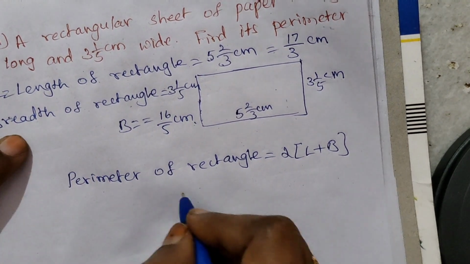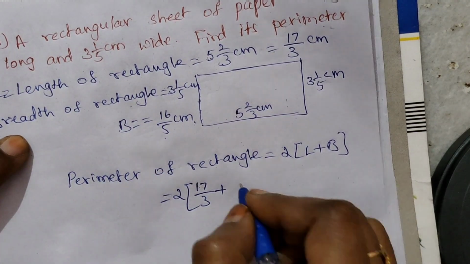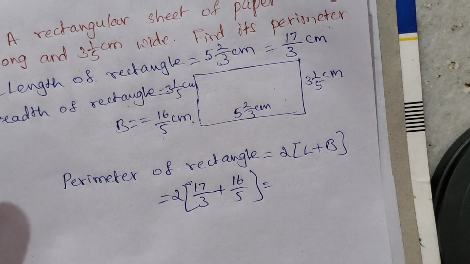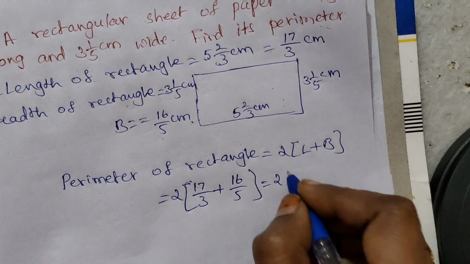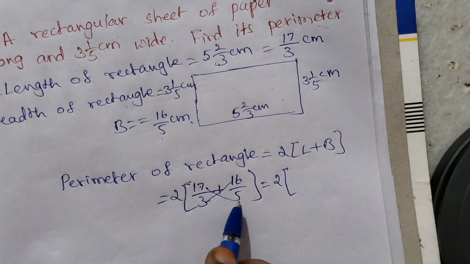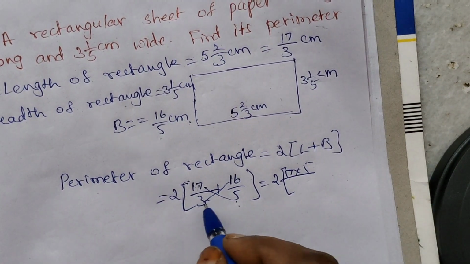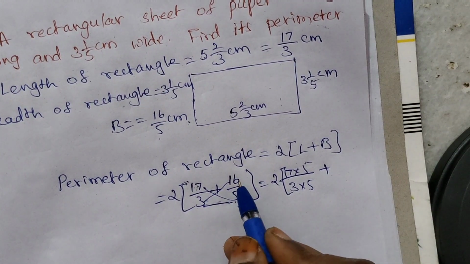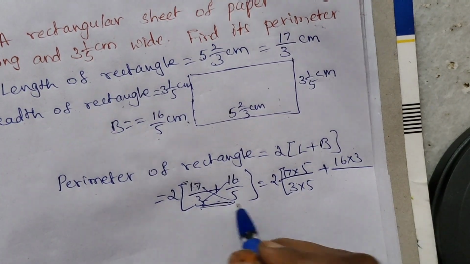Okay. 2 into L, how much? 17 by 3, plus B, breadth, how much? 16 by 5. First, in the brackets, we have 17 by 3 plus 16 by 5. They are unlike fractions. Denominators are different. So, first convert them into like fractions. 2 into, here use butterfly method. Multiply this numerator and the second one's denominator, 17 into 5, by, now multiply these two denominators, 3 into 5. Plus, now second one's numerator and first one's denominator, 16 into 3, by multiply these two denominators, 3 into 5.